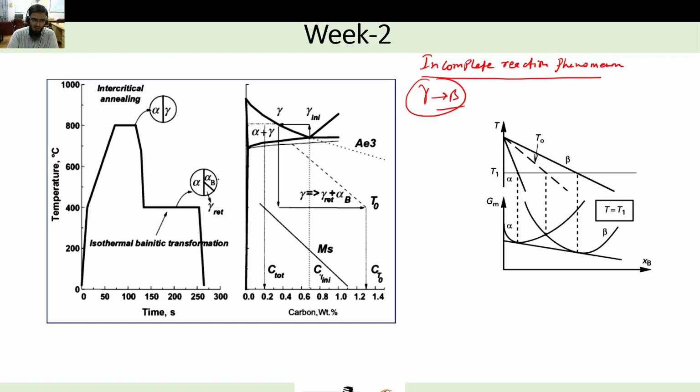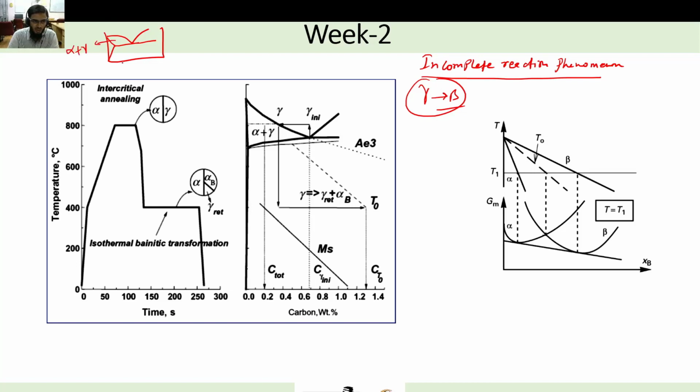Before explaining this, we'll just see what the thermal cycle was for the formation of TRIP steel. First of all, we heat our sample to the intercritical region. Let's say this is the low carbon region of the iron carbon phase diagram, that is the eutectoid section, and this is our intercritical region, that is the two phase region. The phases here are nothing but ferrite plus austenite.